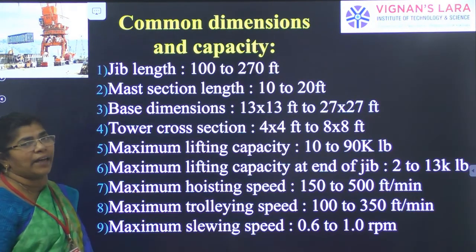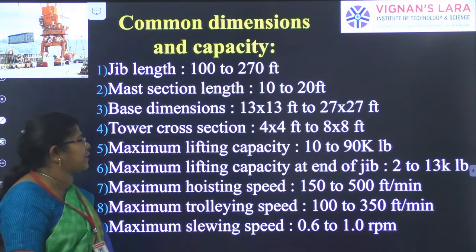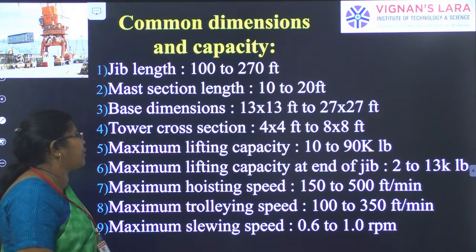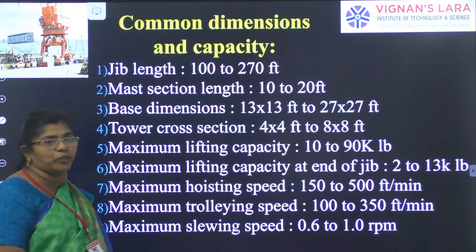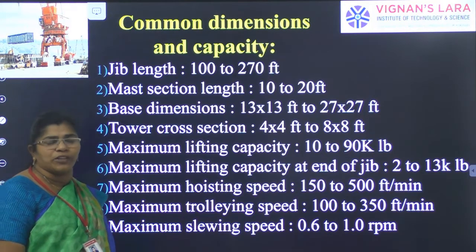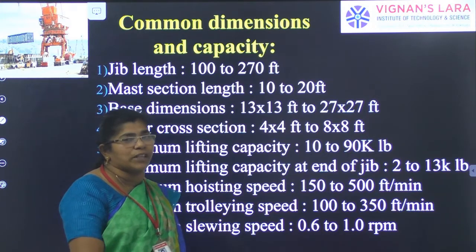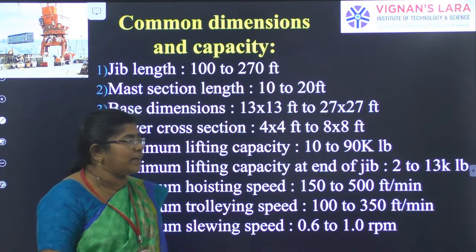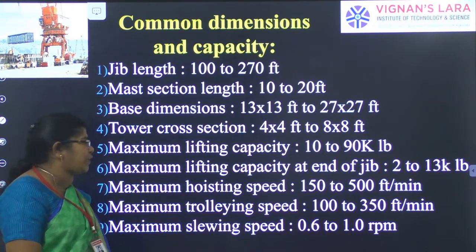And what are the main dimensions and the capacity of the tower cranes: the jib length will be 100 to 270 feet. The mast section length will be 10 to 20 feet. Base dimension will be 13 by 13 feet to 27 by 27 feet. Mostly it will be a square dimension because it will give more stability rather than the other type of dimensions. And the tower crane sections will be 4 by 4 feet or 8 by 8 feet.